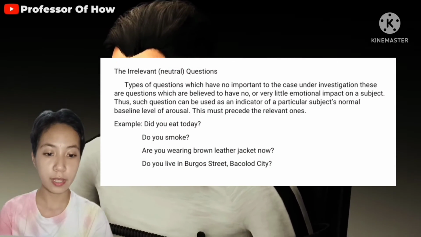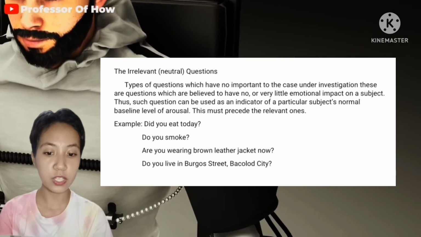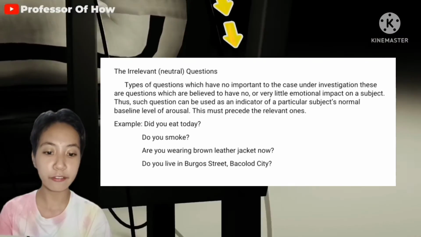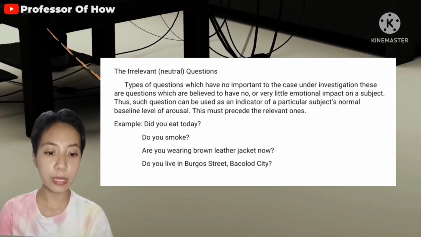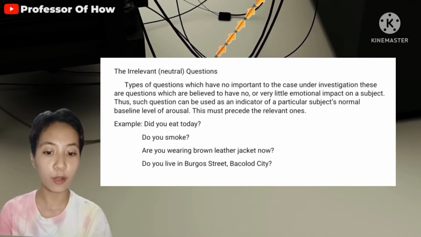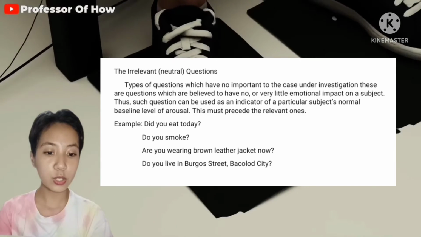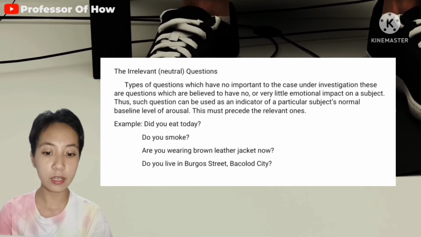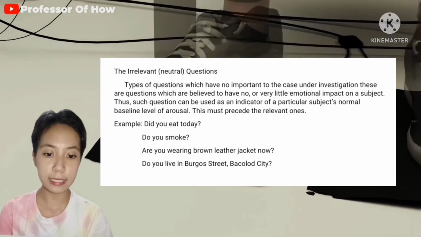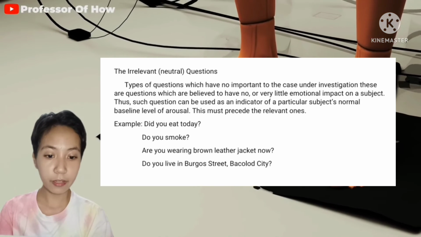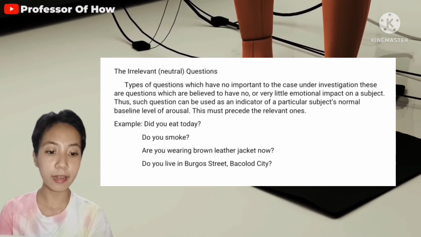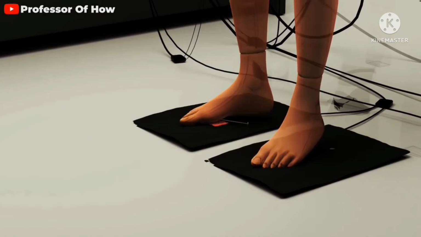Last type is the irrelevant or neutral questions. These are types of questions which have no importance to the case under investigation, and these are questions which are believed to have no or very little emotional impact on a subject. Thus, such questions can be used as an indicator of a particular subject's normal baseline level of arousal and must precede the relevant ones.